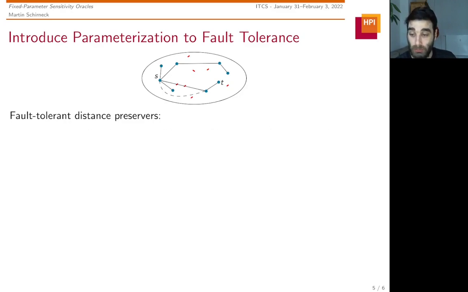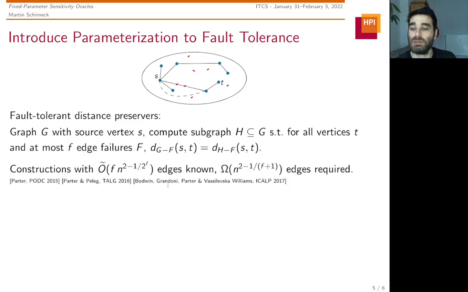And there are known solutions with essentially n to the 2 minus 1 divided by 2 to the f many edges. And also you cannot do much better in terms of the graph size in that there is a lower bound of n to the 2 minus 1 divided by f plus 1. So for a large number of failures, you essentially have to do with a quadratic number of edges in these fault-tolerant preservers. You cannot sparsify the graph by too much.